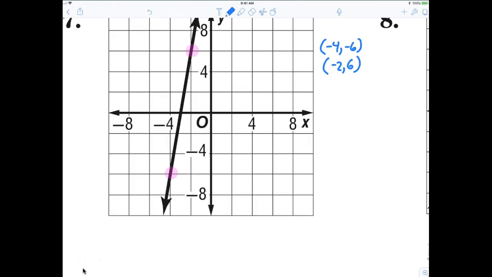Now, to graph the inverse, I just graph those points after I find the what? Inverse. So what points now? I want you to write down, what would the inverse be? What would be the 2 points? -6, -4, 6, -2. That's how simple. So now graph -6, -4, and then 6, -2. And then graph the line. That's considered the inverse.